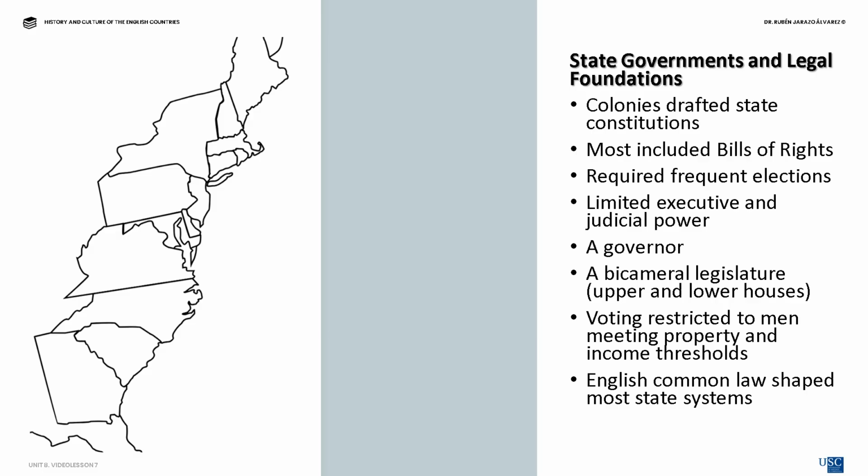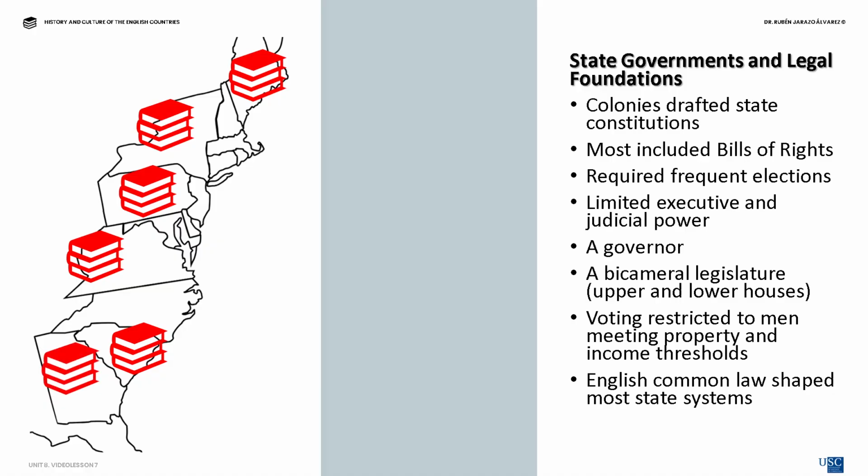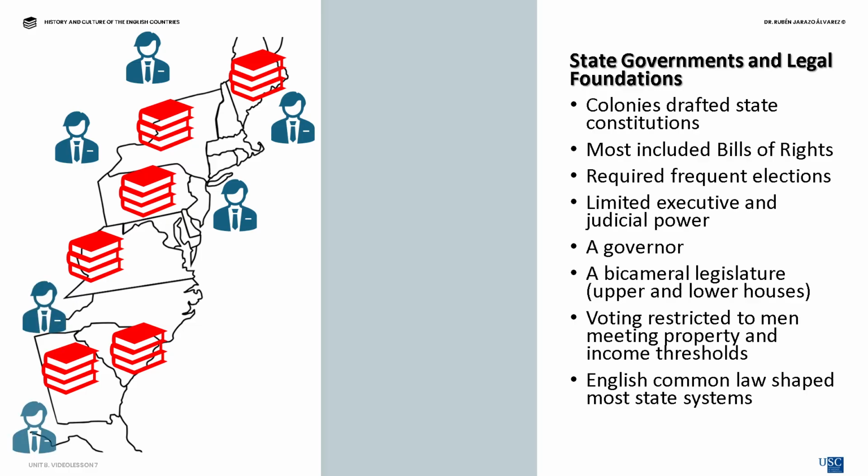Since 1776, the former colonies drafted state constitutions, often adapting their colonial charters. Most included bills of rights, required frequent elections, and deliberately limited executive and judicial power. In structure, states typically had a governor and a bicameral legislature, upper and lower houses, with voting restricted to men meeting property and income thresholds. Western settlers gained better representation than before, though Eastern interests still held an edge.